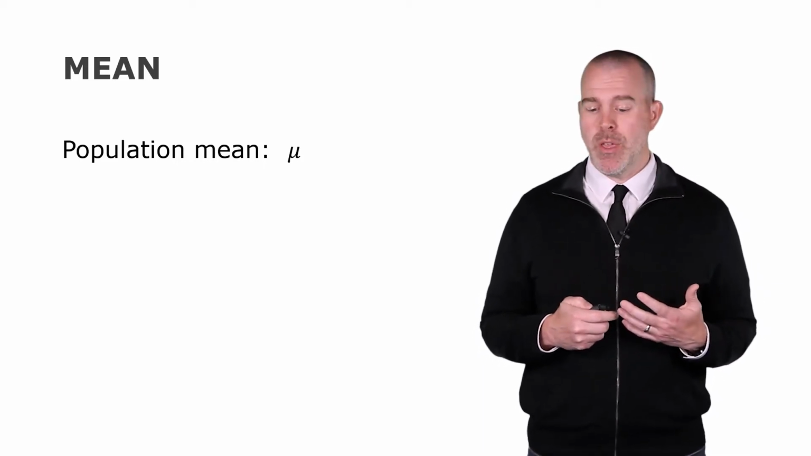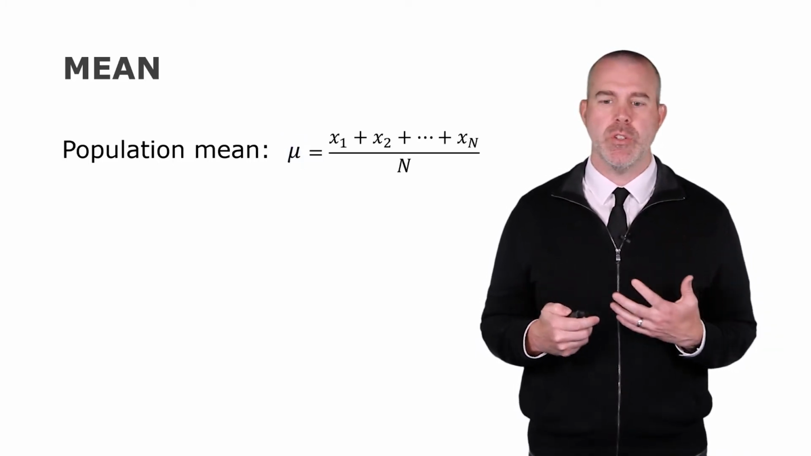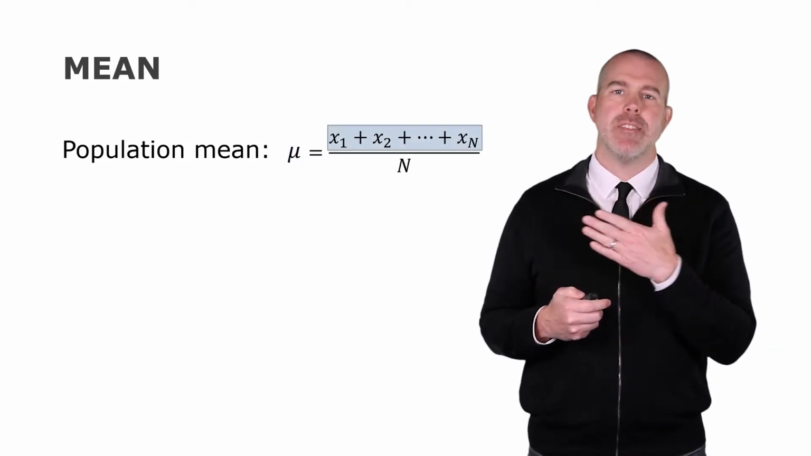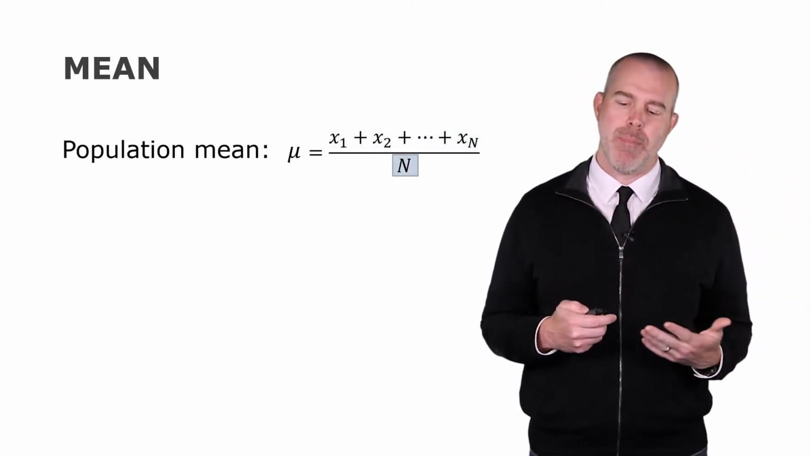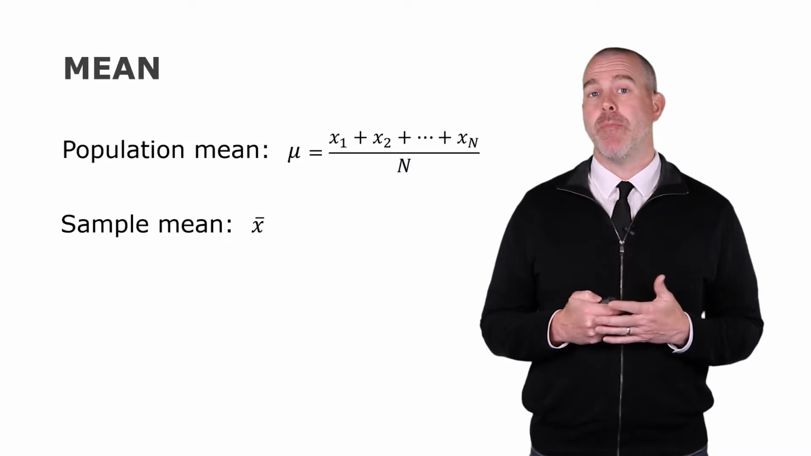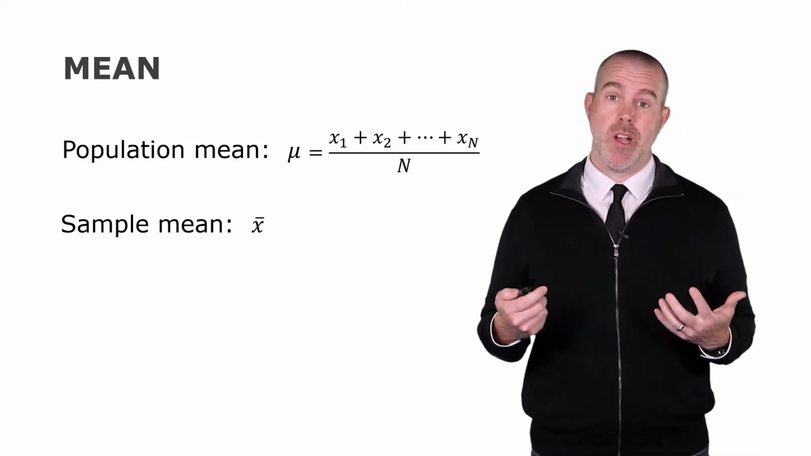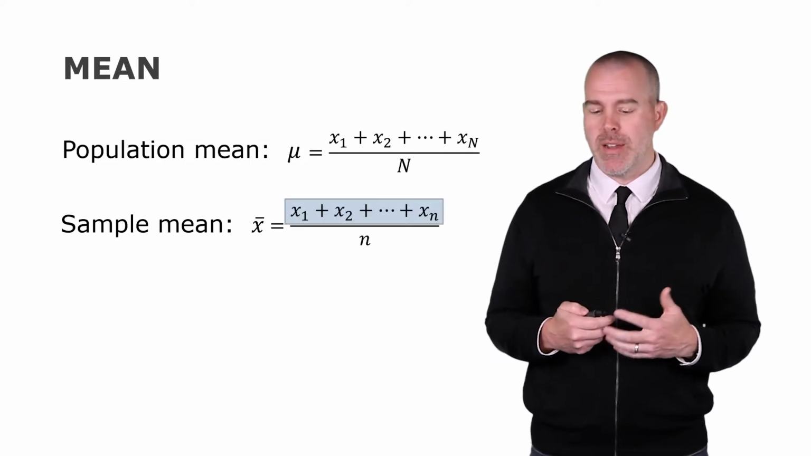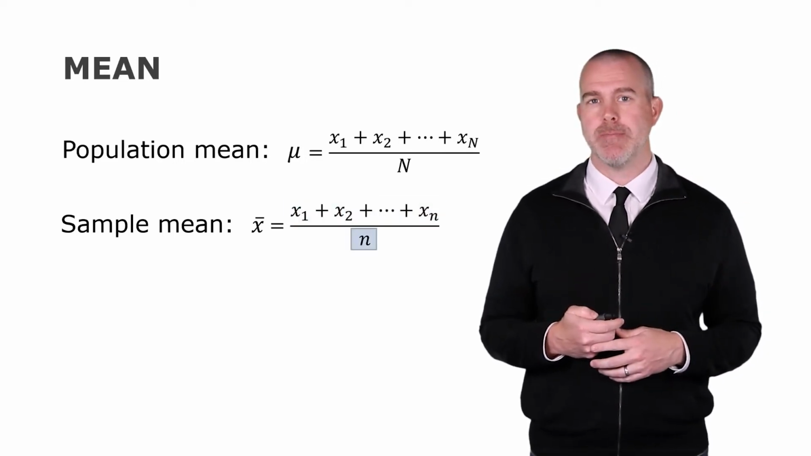So we use the Greek letter mu, and this is what you have referred to in the past as the average. You just add them up. That's this subscript x sub 1, x sub 2. You add up all the observations, you divide by how many there are. For the sample mean, we're going to use x with a little bar, and we just call it x bar. X bar, same thing, add them all up, divide by the sample size.